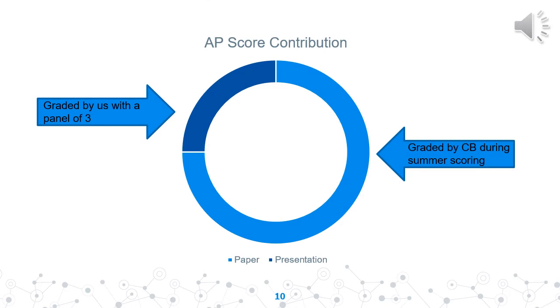Now that you know the components that are required, let's look at how they contribute to your AP score. Remember, there are only 2 components in this class. 75% of your AP score comes from your AP research paper. This paper is graded by College Board during the summer scoring period. 25% of your AP score comes from your oral defense and presentation. This is graded by myself and Mr. Vaughn, along with at least one other individual on a panel of 3.